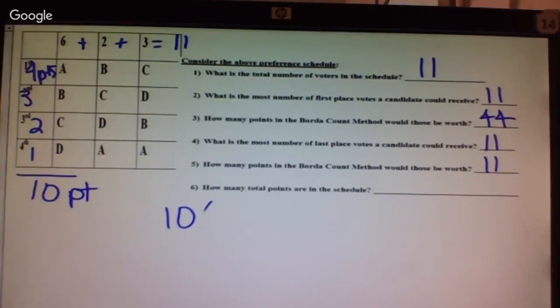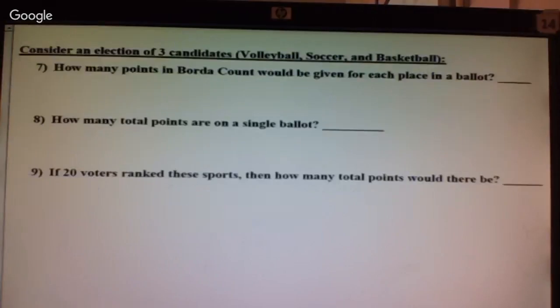So if it's worth 10 points and I have 11 voters, that means my entire preference schedule is worth 110 points. What? That's not 121? Oh, that's 11. Yeah, 11 times 11 is 121. Okay. Does that make sense? Figure out how many points a ballot's worth and then multiply it by how many total people you have. Guarantee you will see this on your quiz on Tuesday. Okay?